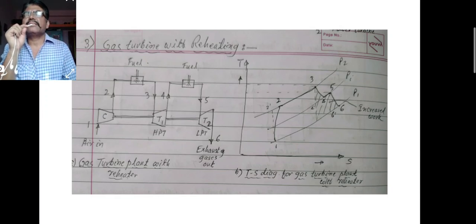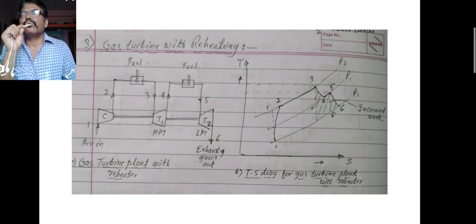The next one is gas turbine with reheating. In reheating, there is only one compressor and there are stages of turbine. Turbine T1 is the high pressure turbine and T2 is the low pressure turbine. When air is taken from the atmosphere, the compressor compresses it so that the pressure as well as the temperature increases. Then from 2 to 3, there is the combustion chamber. In combustion chamber 1, the fuel is supplied so that the combustible material goes to the high pressure turbine. In the high pressure turbine, the expansion is taking place.